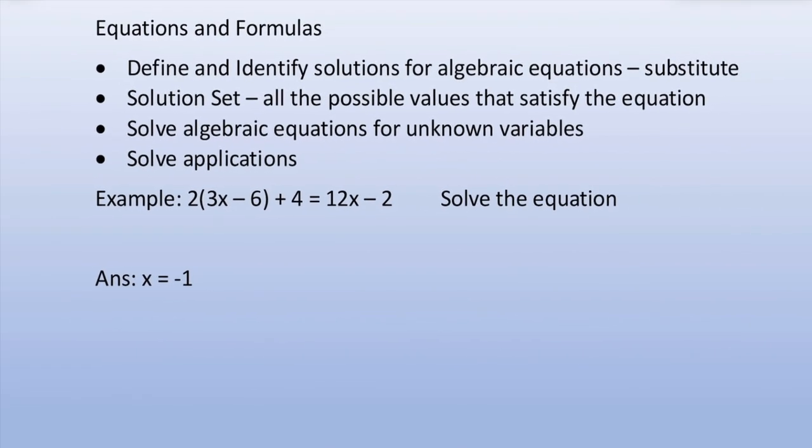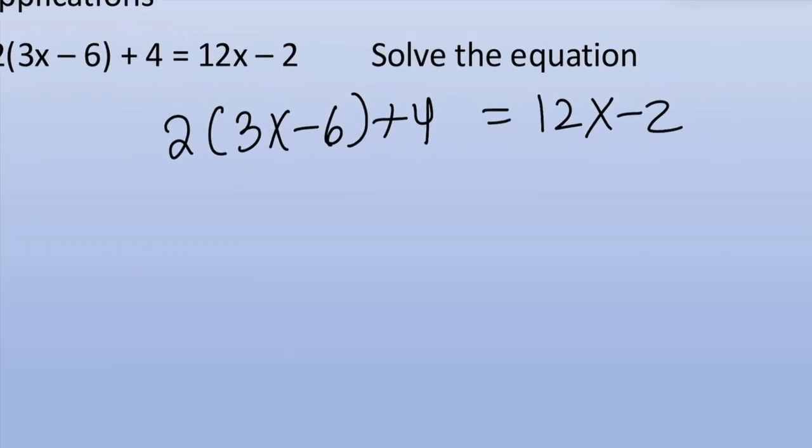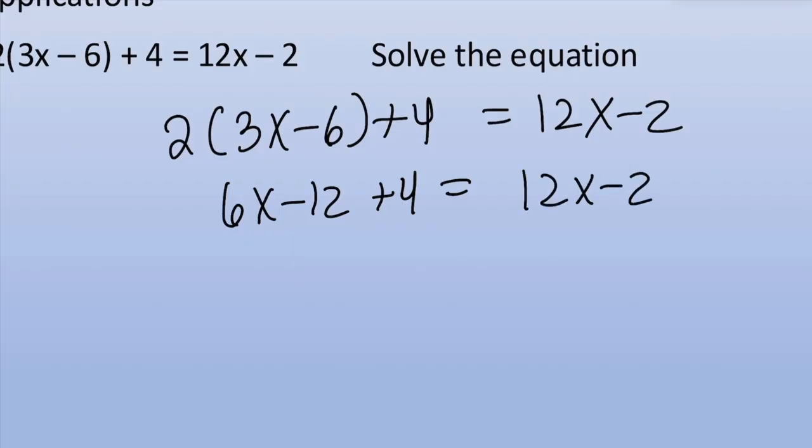Okay. So let me write this equation over to the right here, a little bit bigger, and so you can do it here. Anytime you see an equation, the first thing you want to do is get each side simplified as much as possible. The left side can be simplified by using the distributive property, multiply that in. So we get 6x minus 12 plus 4 equals 12x minus 2. We can combine some junk on the left. These are like terms. So we get 6x minus 8 equals 12x minus 2.